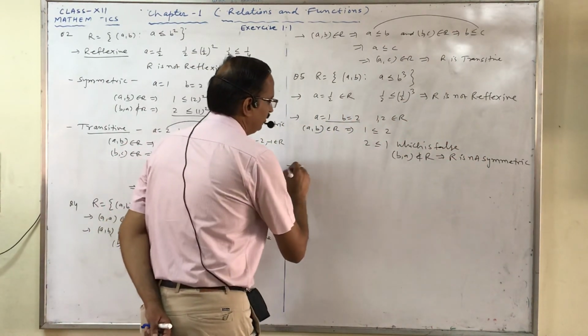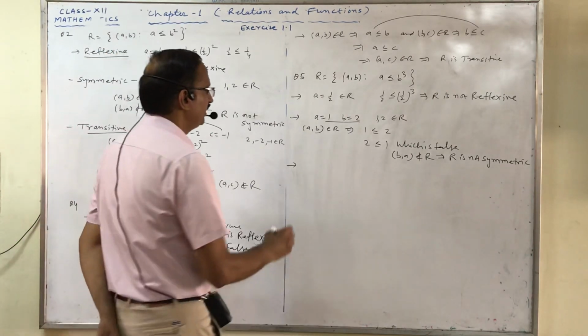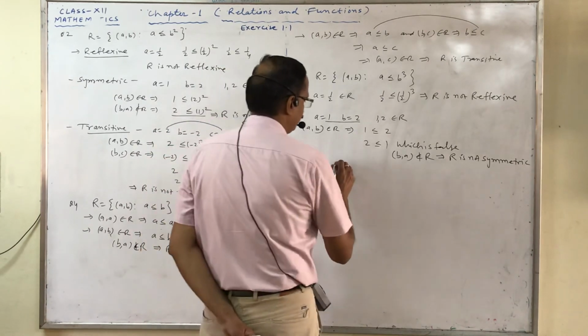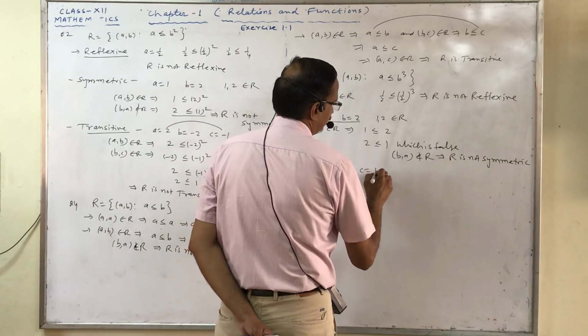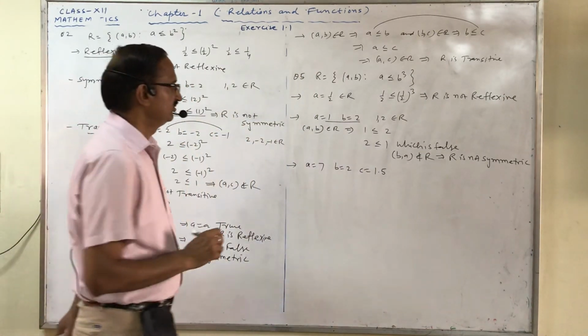This implies that R is not symmetric. Now come to the third one, that is transitive. For this we need 3 numbers. Suppose a equals 7, b equals 2 and c equals 1.5. All these 3 are real numbers.